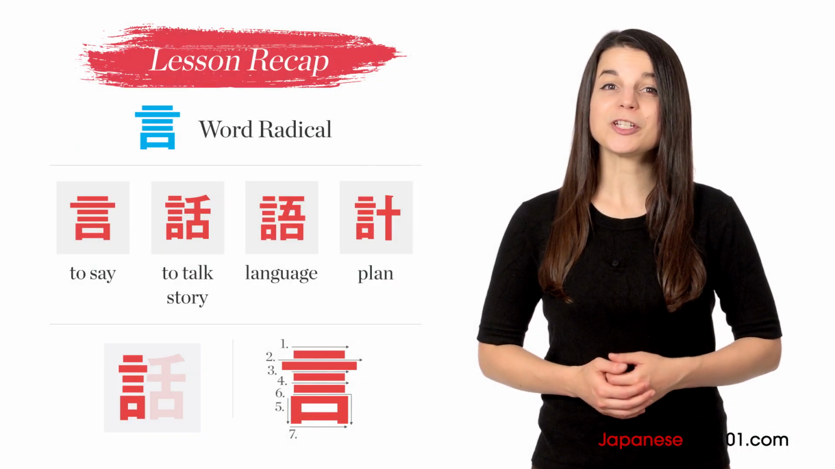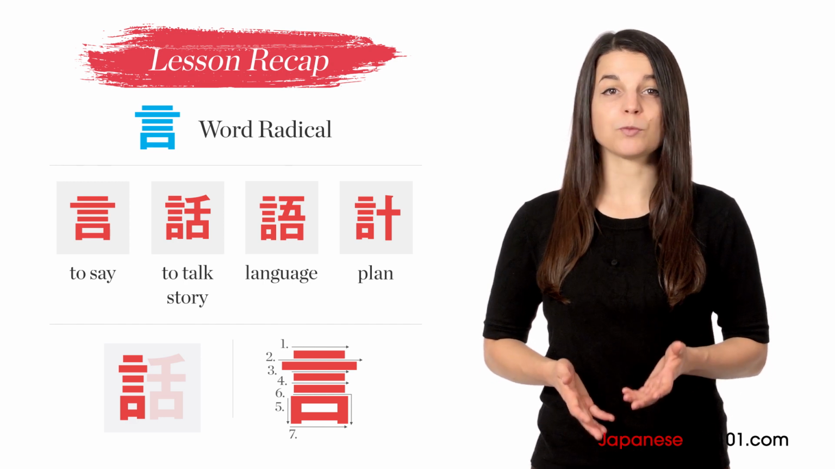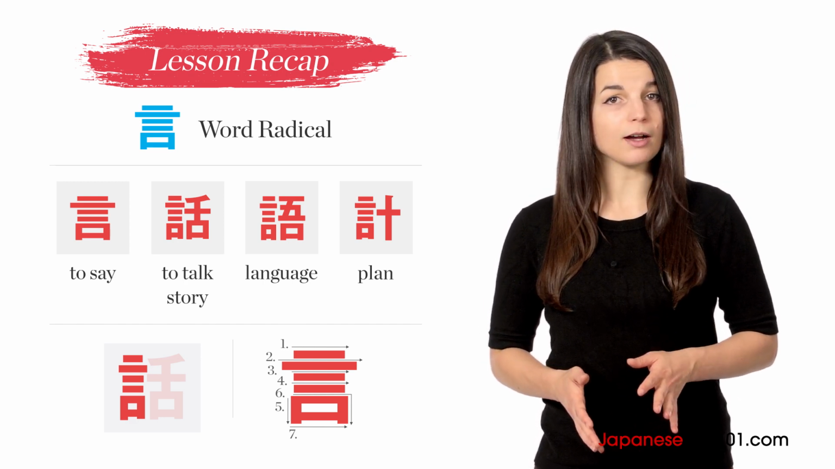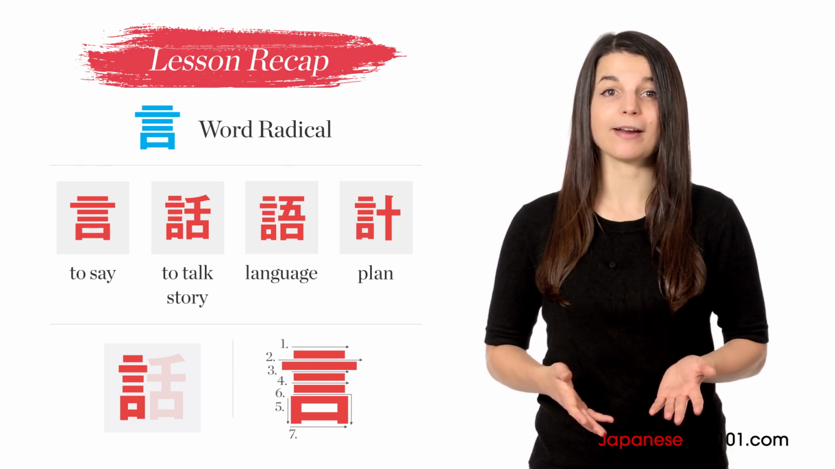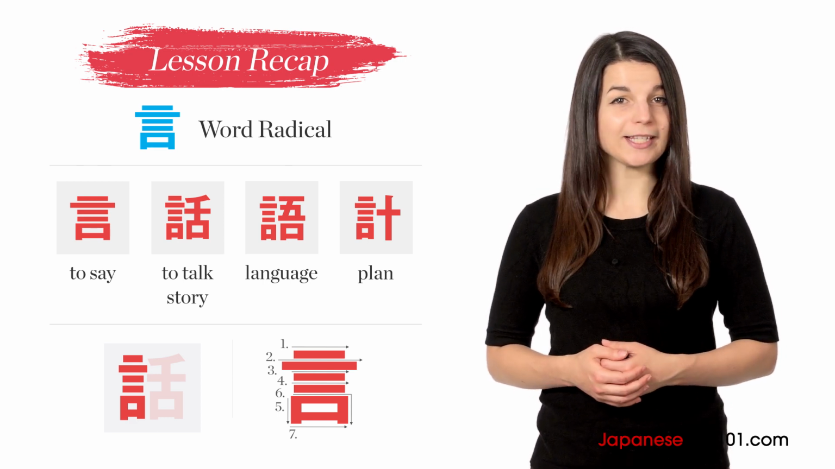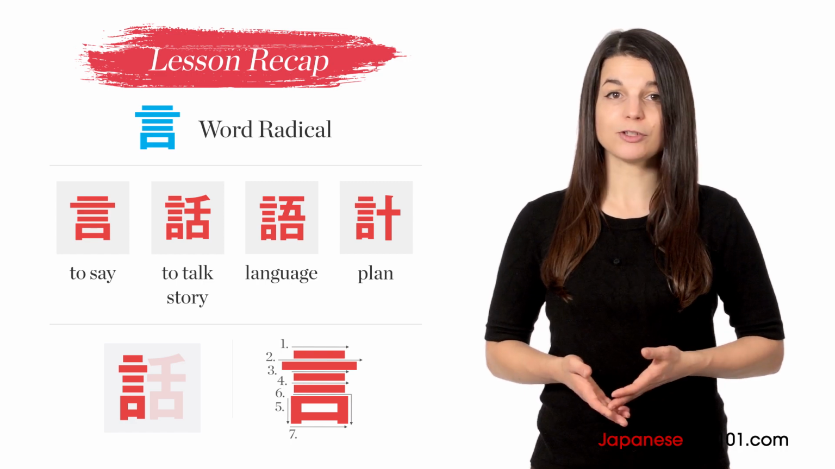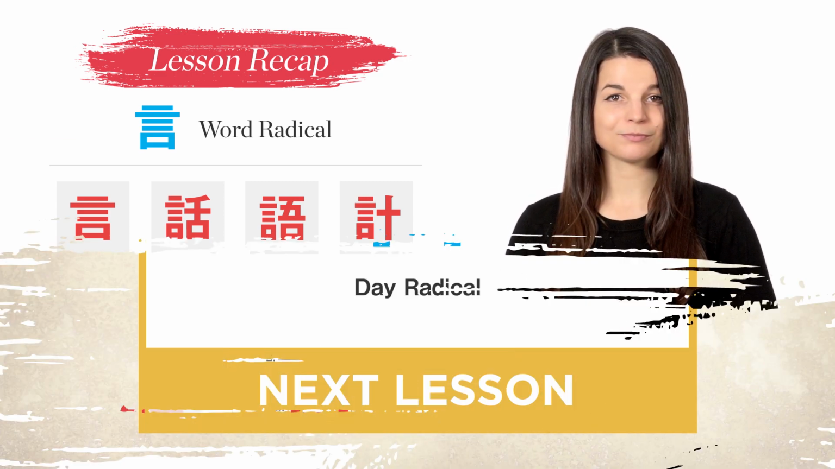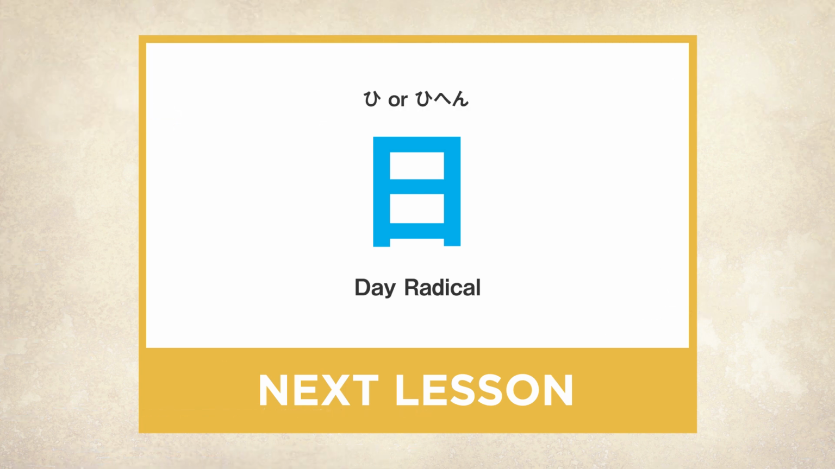In this lesson, you learned about the word radical. It signifies word or speech. You also learned the kanji characters for word, talk, language, and plan in which this radical appears. It's almost always in the left position, and it's written with 7 strokes, 1 diagonal, 3 horizontal, and another 3 making a box. In the next lesson, you'll learn about another common radical used in some of the most common and basic kanji characters, the day radical.